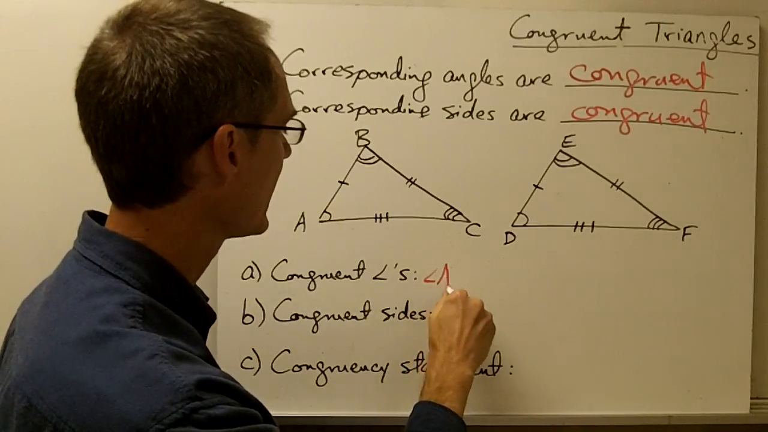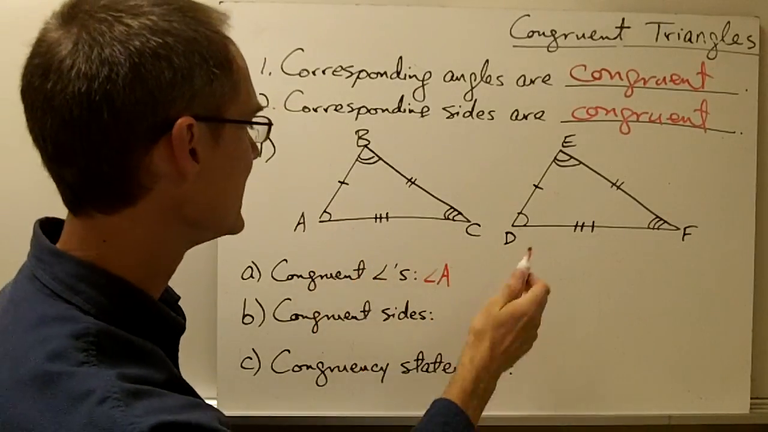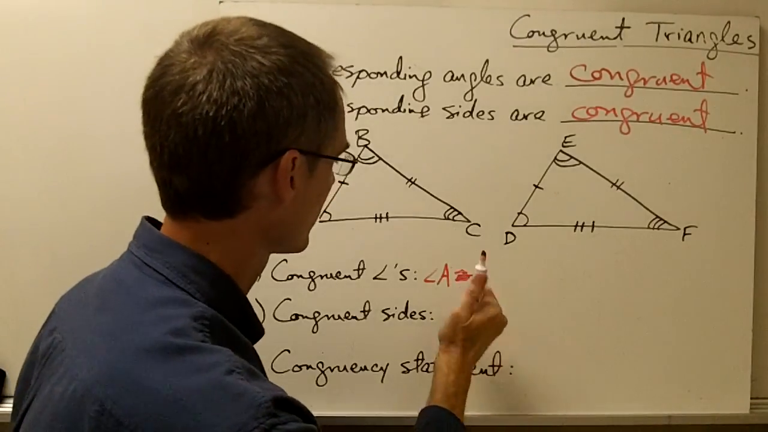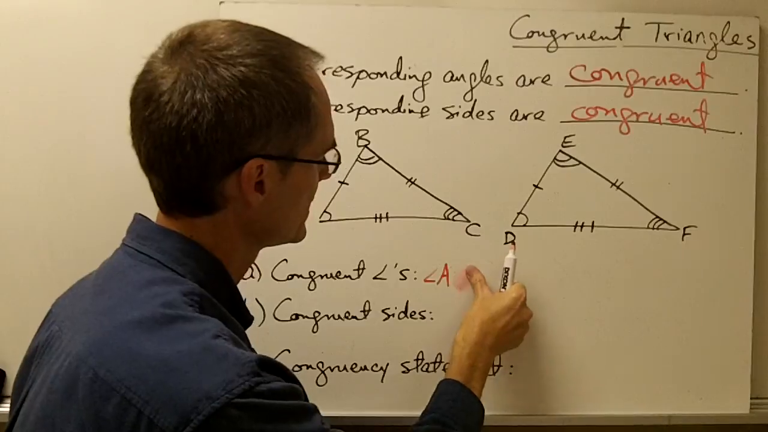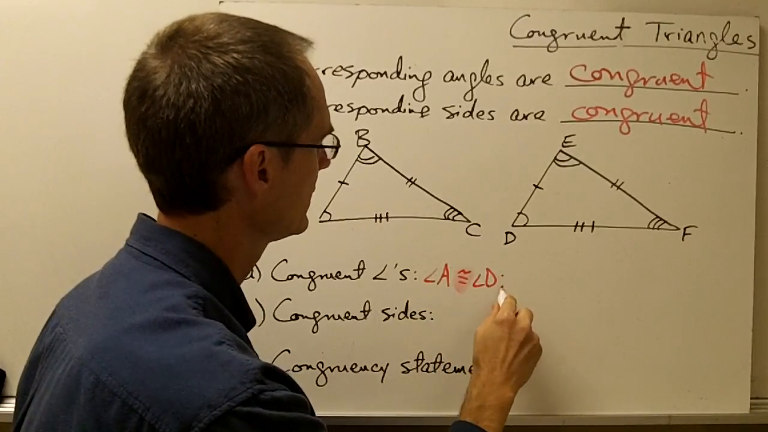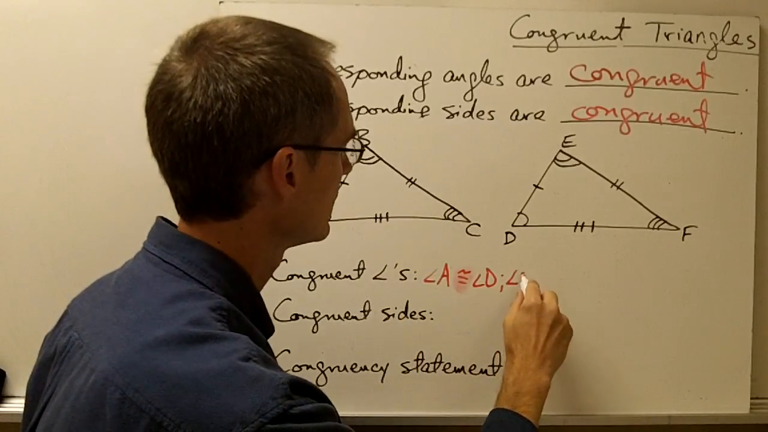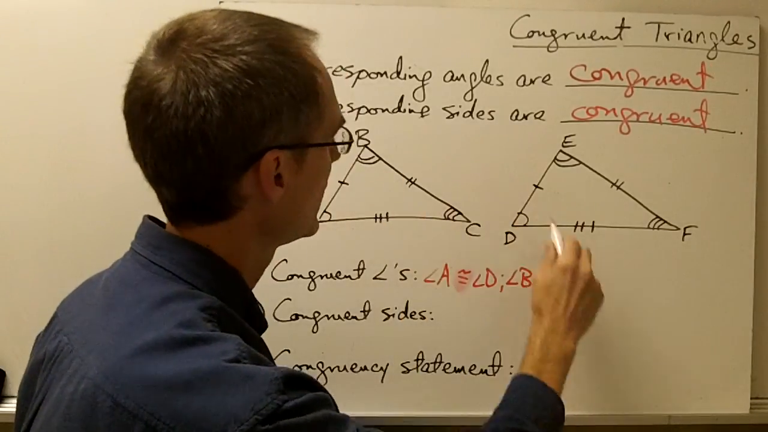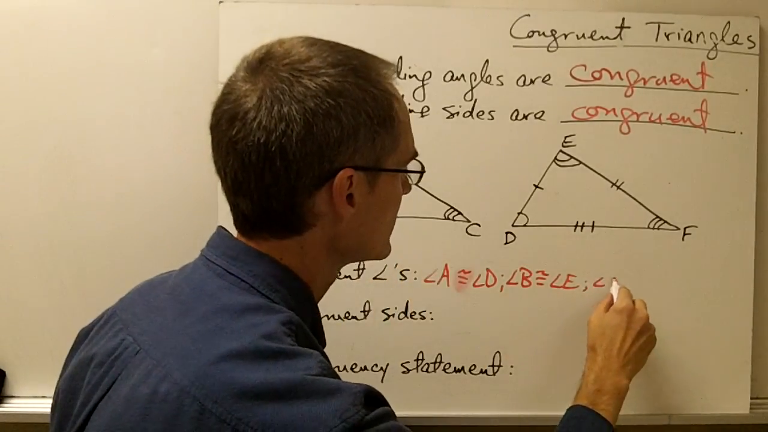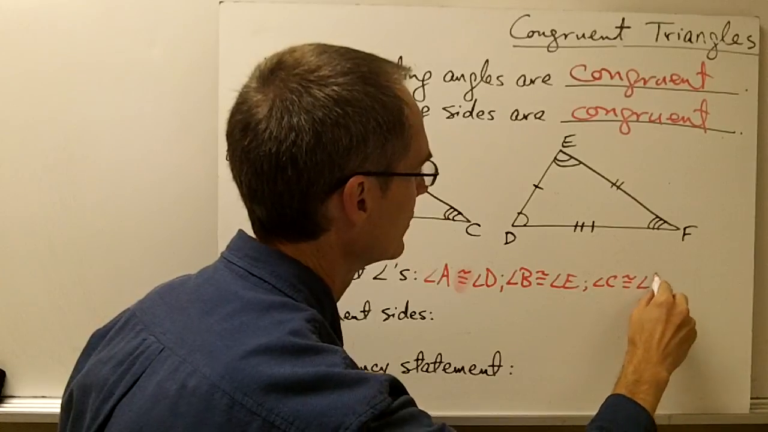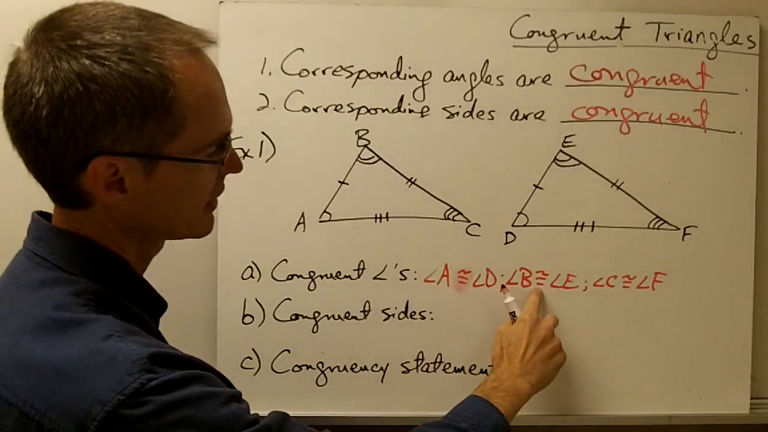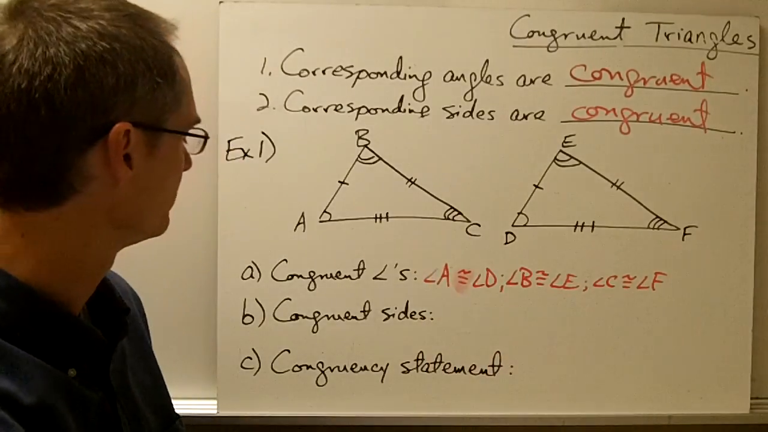So angle A and angle D are congruent. I'll just go ahead and write it like this with my congruency symbol. Angle A is congruent to angle D. Angle B is congruent to angle E, and angle C is congruent to angle F. And the congruency symbol you can see is just kind of like an equal sign with a little squiggly mark over the top.